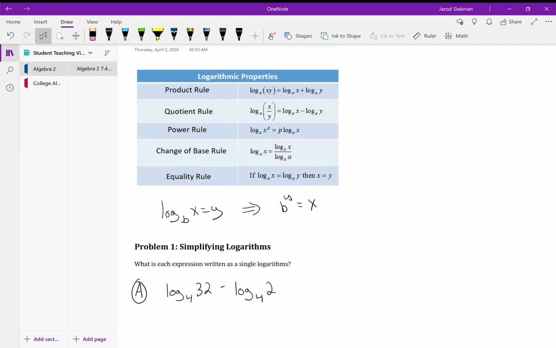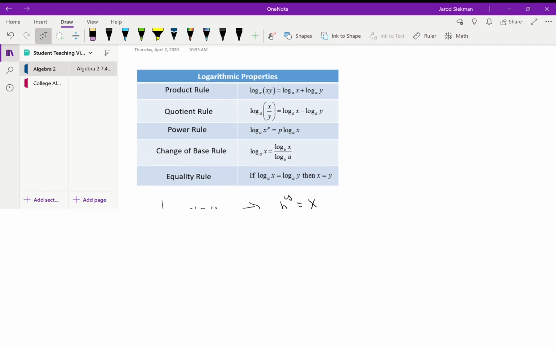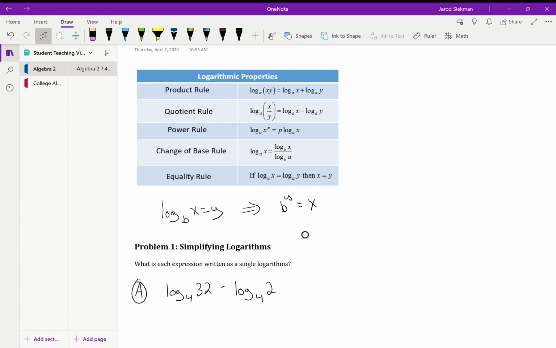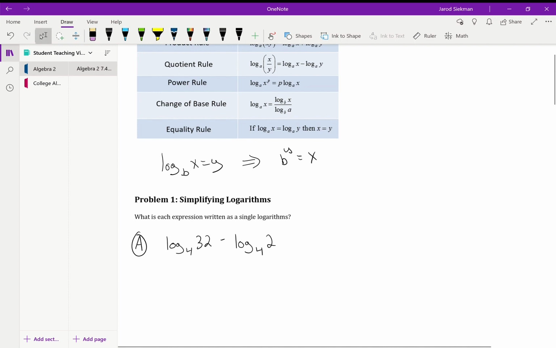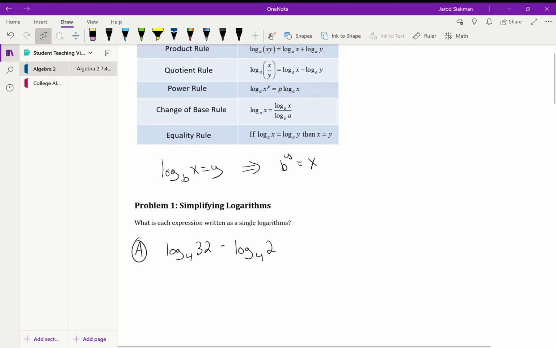The fourth one and the last one we're going to look at today is the change of base rule. So we have log base a of x equals log base b of x over log base b of a. So we find a common log, one that will be beneficial, and we divide those two logarithms together. We're not going to look at the equality rule today, so we're going to move on.